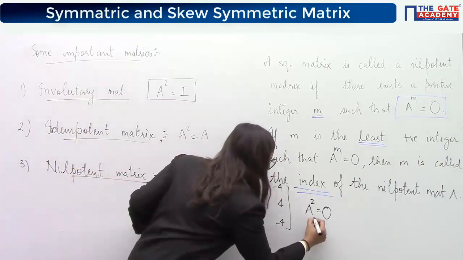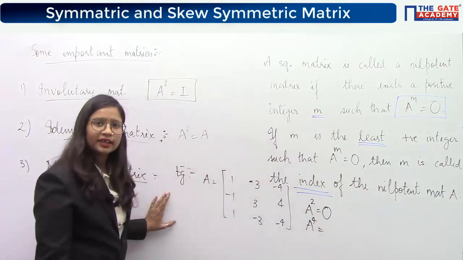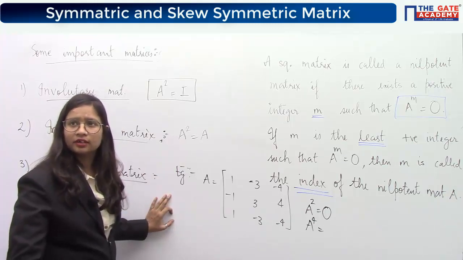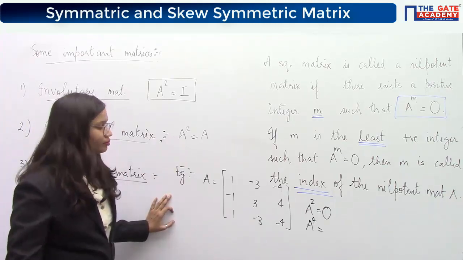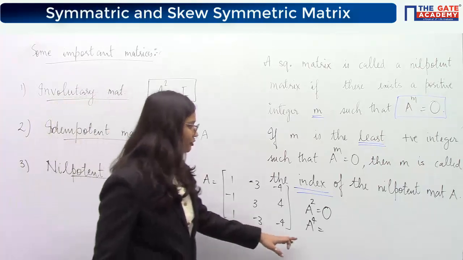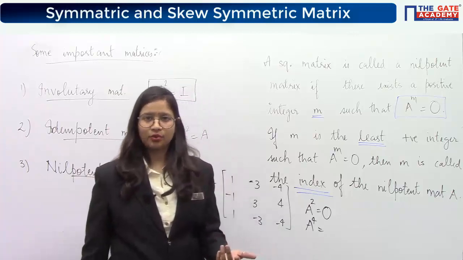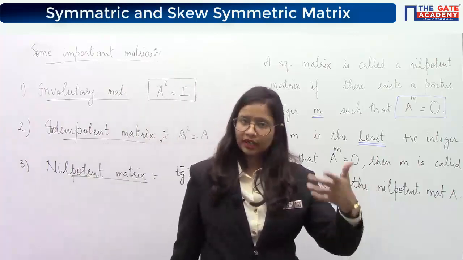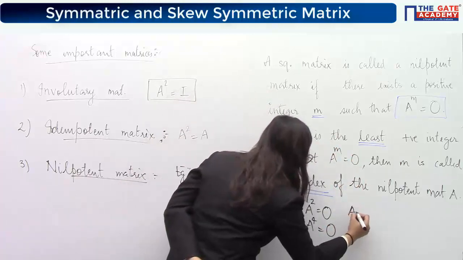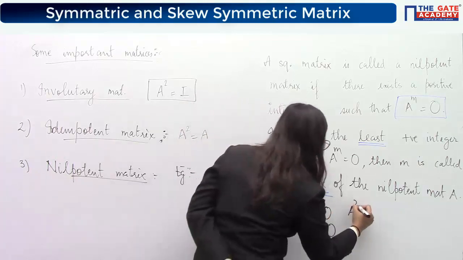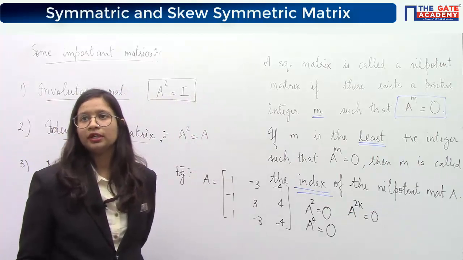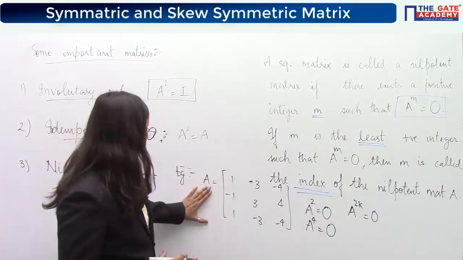Similarly, what if I multiply this A with itself 4 times? What will I get? Tell me. Again, it should come out to be a null matrix, because A to the power 4 simply means A square into A square. Null matrix multiplied by itself will again give you the null matrix. Similarly, A to the power any k will turn out to be 0. So this is a nilpotent matrix.